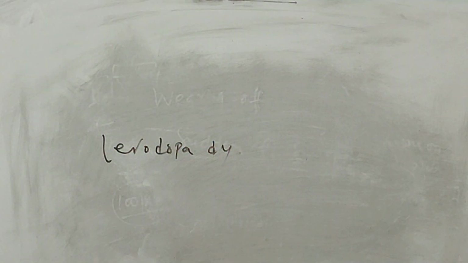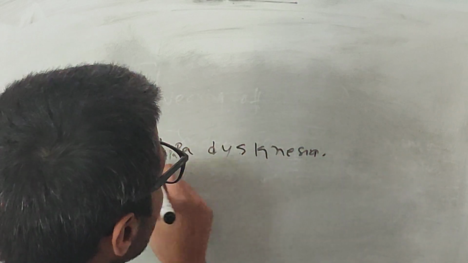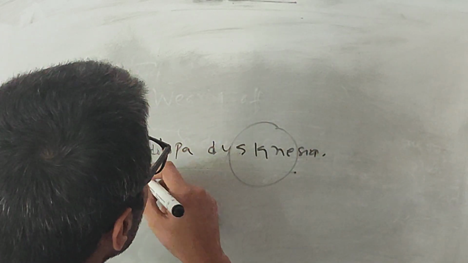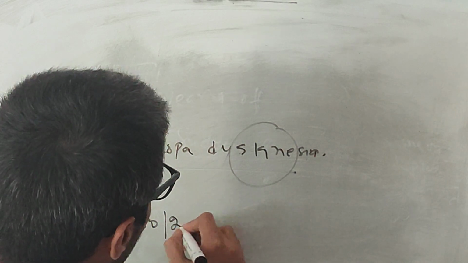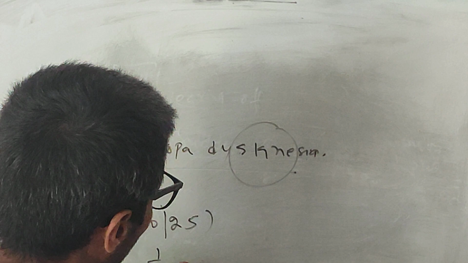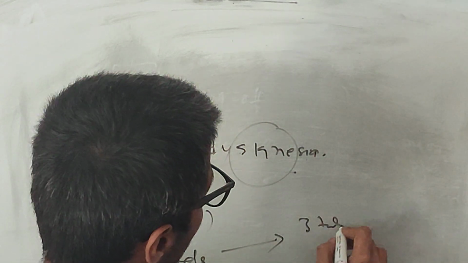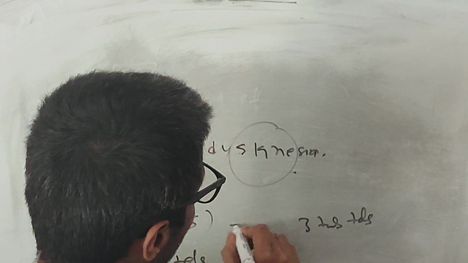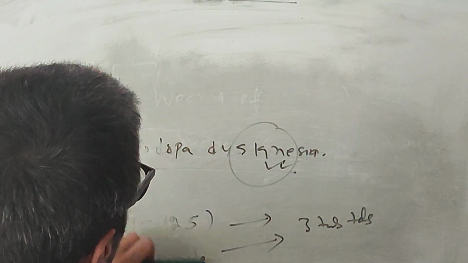Levodopa dyskinesia. What does it mean? The patient experiences dyskinesia with the increasing dose of levodopa. We initially start with the 100 by 25 combination levodopa carbidopa tablet, half tab TDS, and then we up-titrate it to 3 tabs TDS. So when we are increasing the dose, dyskinesia can occur due to the levodopa effect.